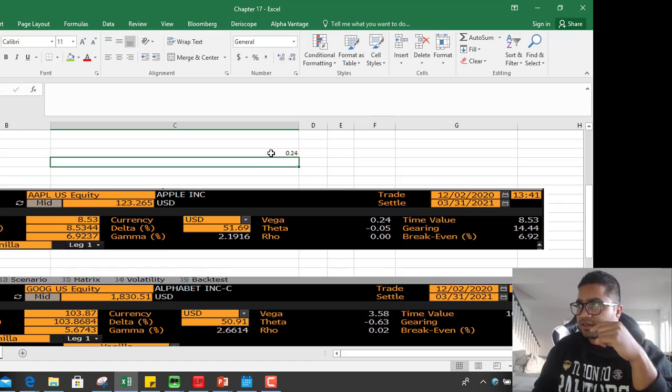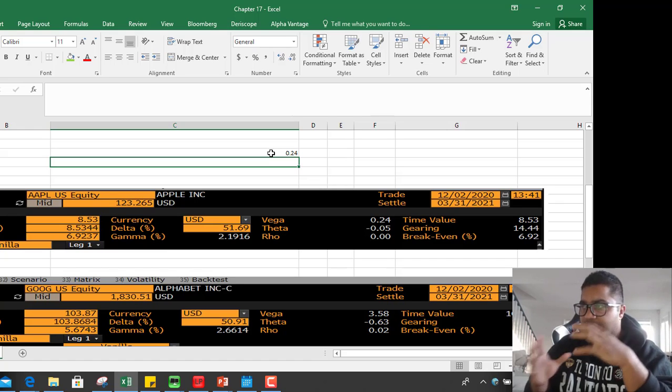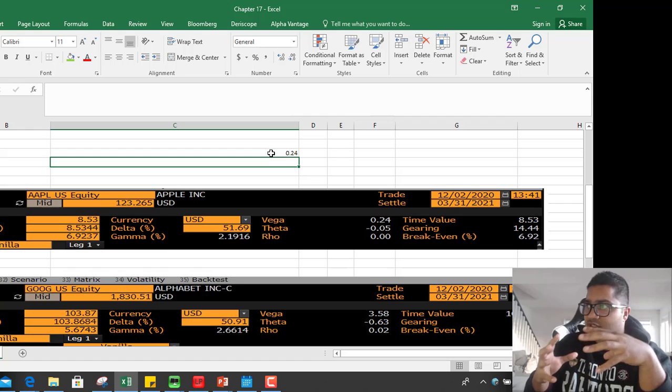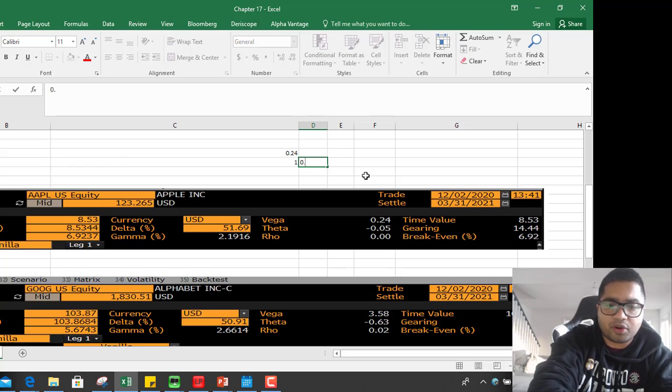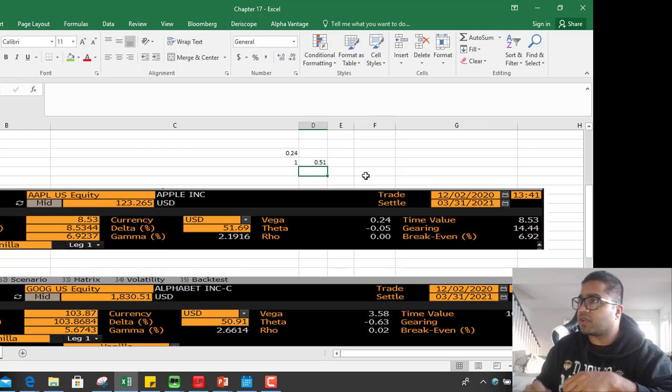So Vega is sensitivity to volatility. If the market becomes more volatile, these options are going to go up, but how much will they go up? By 0.24 times. Okay. Then delta in percentage is 51%. So each time there is a 1% move, this option will move by 0.51. So each time there is a $1 move, there will be a 0.51 cents move in this option.